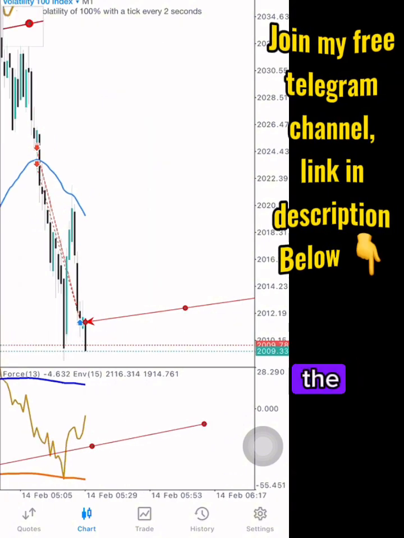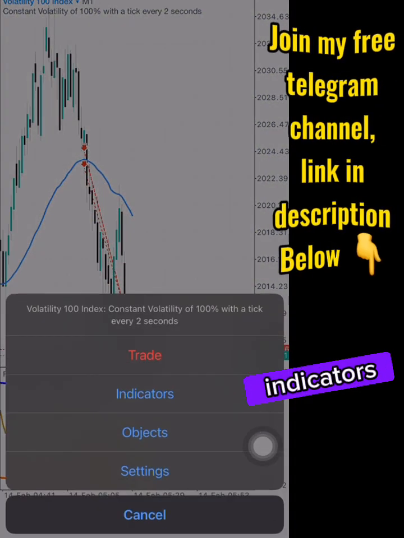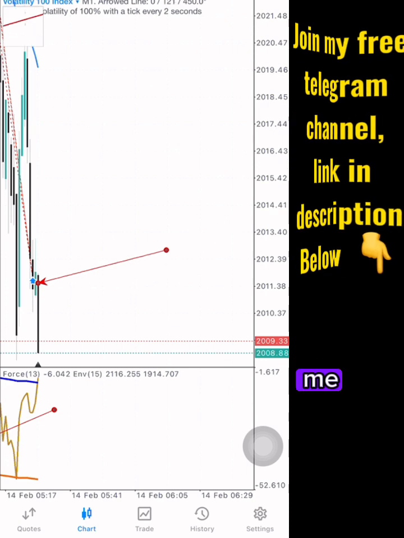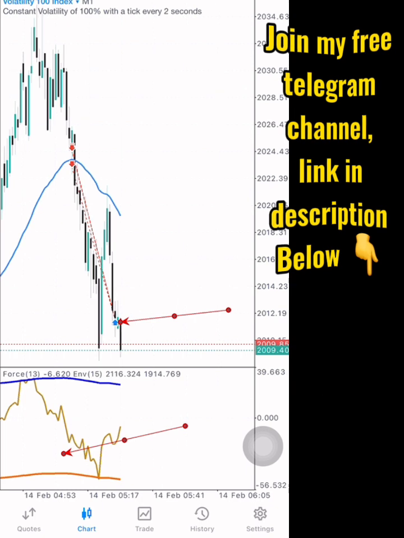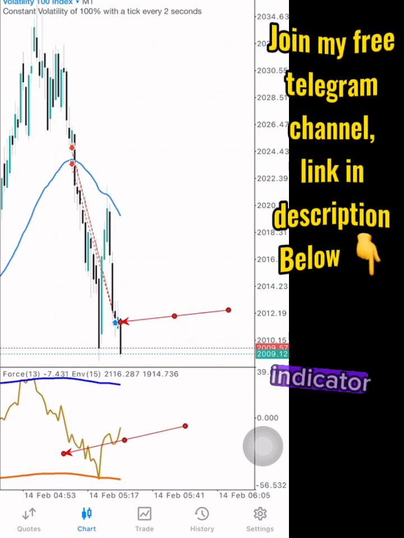Let me show you the settings of these indicators, okay? Now let me take it again, how to use it. What you just need to do is wait for this indicator right here.